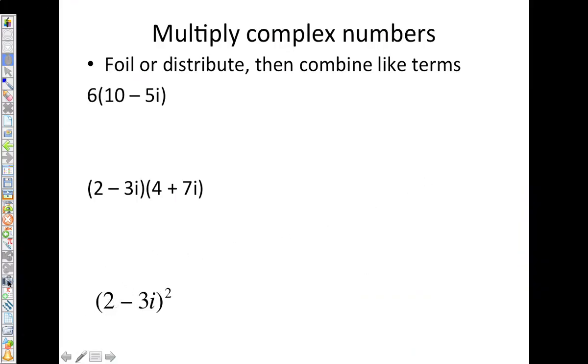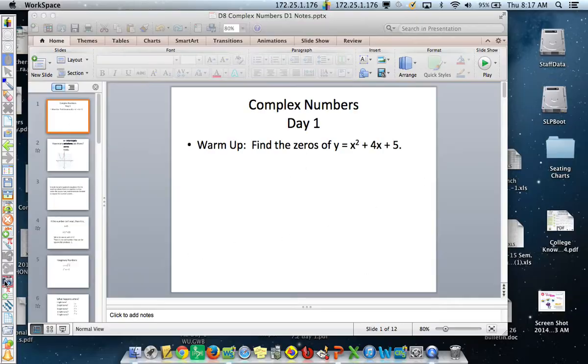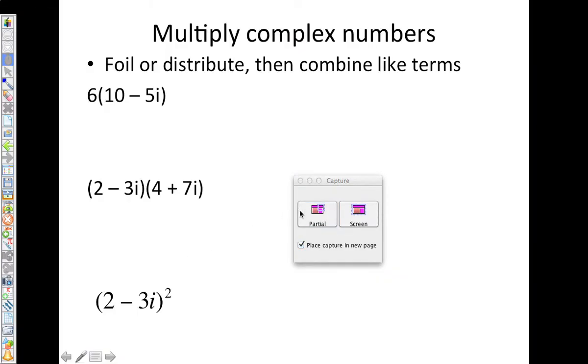And then the last one down here at the bottom, I'm going to take a picture of it so I have a little more room.